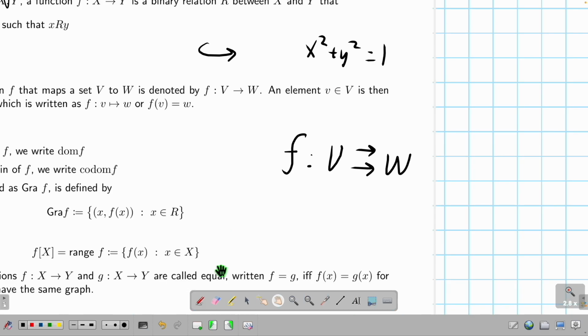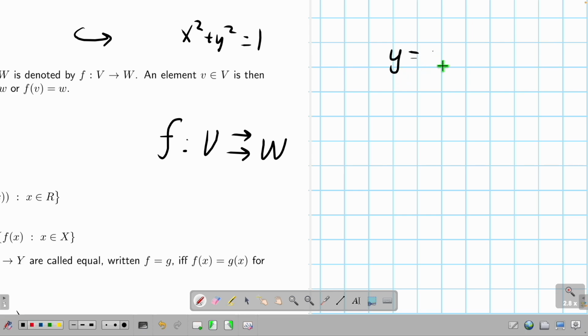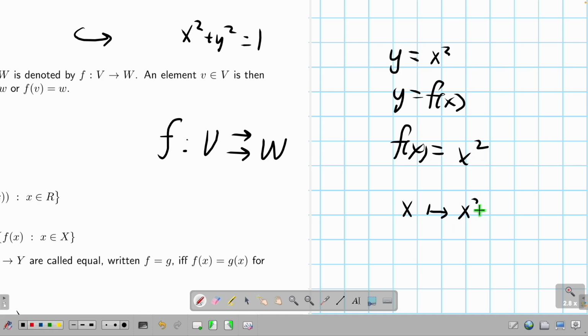You can also write this. So for example, I want to write y equals x squared. You can write this. You can also write this, or you can write x maps to x squared. So this arrow has a bar.